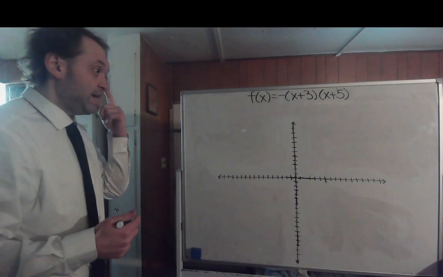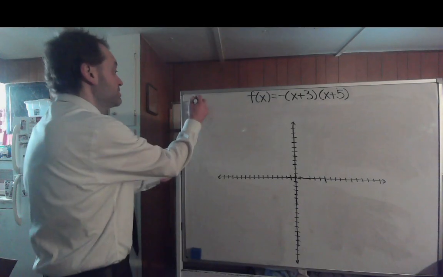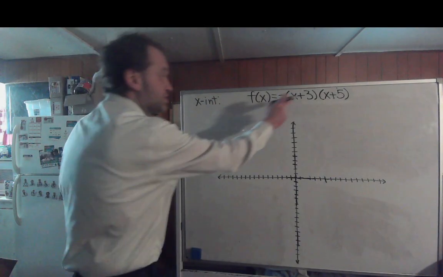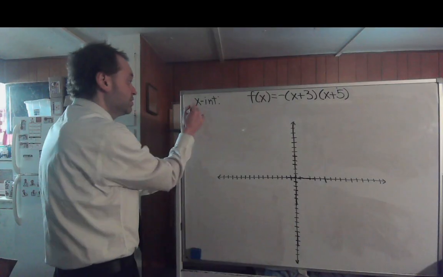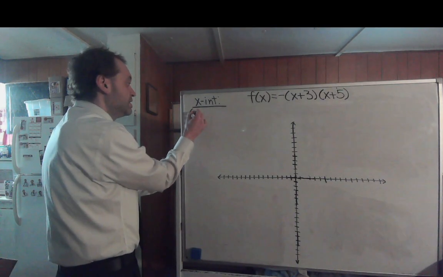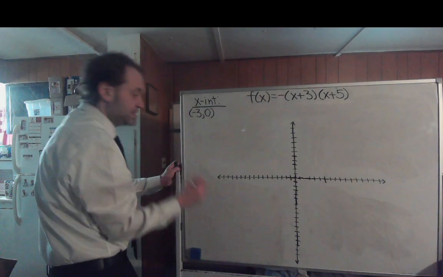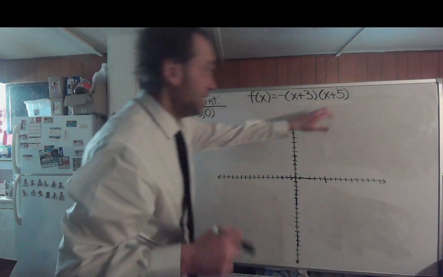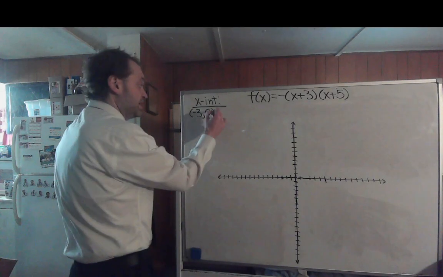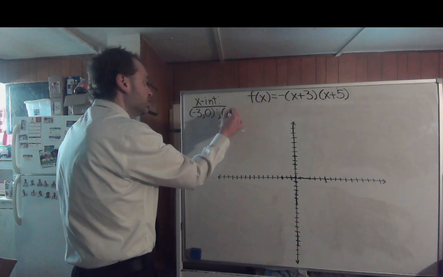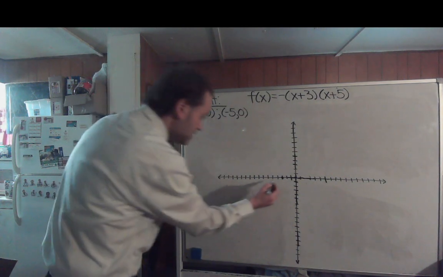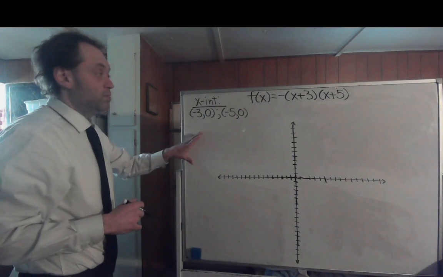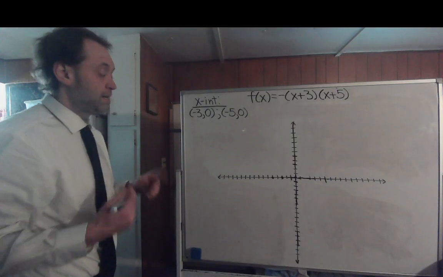So we've established that. Now to find your x-intercepts, you just take each of your factors and set them equal to 0. X plus 3 equals 0 will give you x equals negative 3. So you'll have the point negative 3, 0 as an x-intercept. And then if you take x plus 5, set that equal to 0, you'll get x equals negative 5. So negative 5, 0 is yet another x-intercept, which will put that right there. Good, we've done that. Now let's FOIL this.